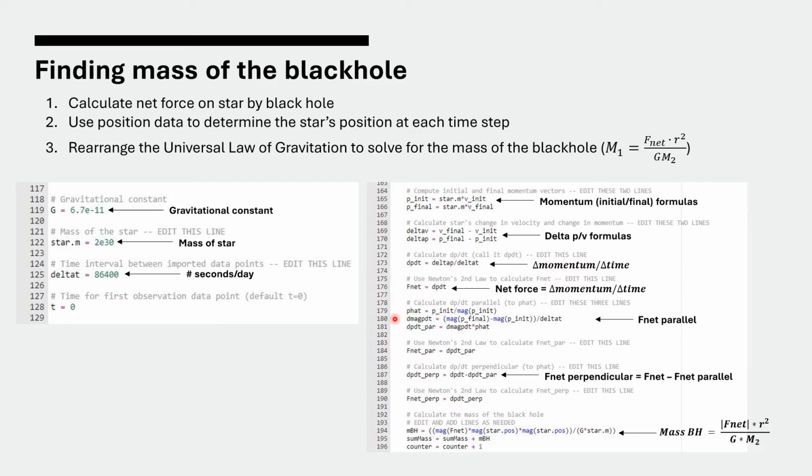Then we have the F net parallel, where we took the net force and made it into the parallel vector of that net force. And then we did the same thing for the perpendicular force. The perpendicular force and the net force are different, but for the perpendicular force, we made it the net force total minus the net force parallel, and that equals the net force perpendicular, because if you add the perpendicular and the parallel forces, it equals the total net force. And then we had the code to calculate the mass of the black hole, which is the absolute value of the net force times r squared over g times m2.